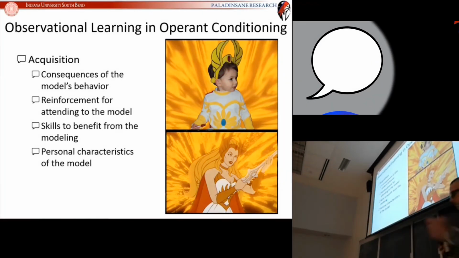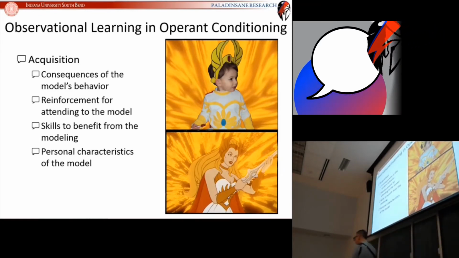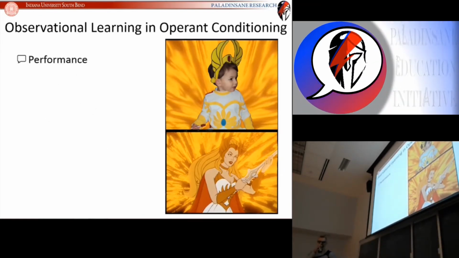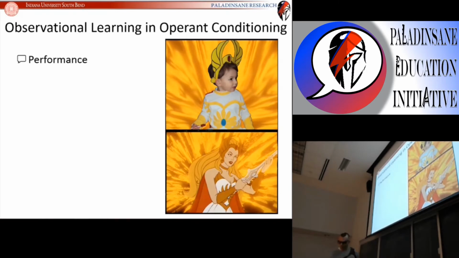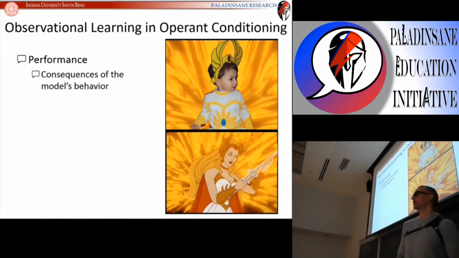All right, so that's acquisition. Let's go to performance instead. So acquisition is factors that will contribute to you learning the behavior. Performance is factors that will contribute to you doing the behavior. And some of these will overlap, such as the first one, the consequences of the model's behavior.